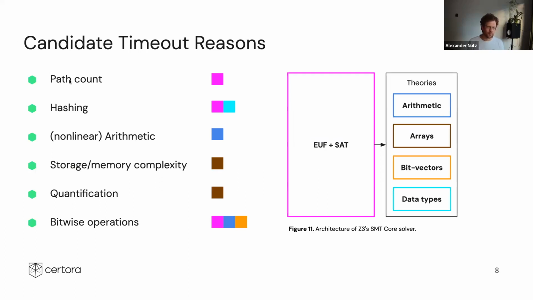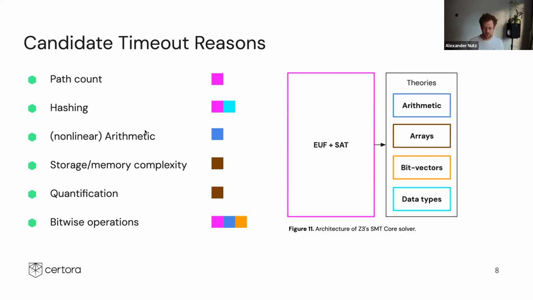So for example, there's path count. Our program, if you have branching, you double the paths. If you have branching in sequence, you double the paths each time. And this leads to a path count that we display, I'll show later. And this ends up heavy on the SAT part of the solving. There's hashing, also the SAT solver more or less.